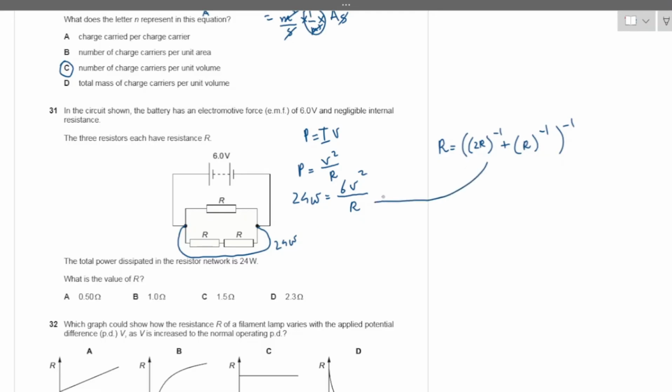This expression then goes over here, right? When you're going to calculate it, you're going to find your R. And R in this case would be 2.25 ohms, basically equals to 2.3. The correct answer is option D.